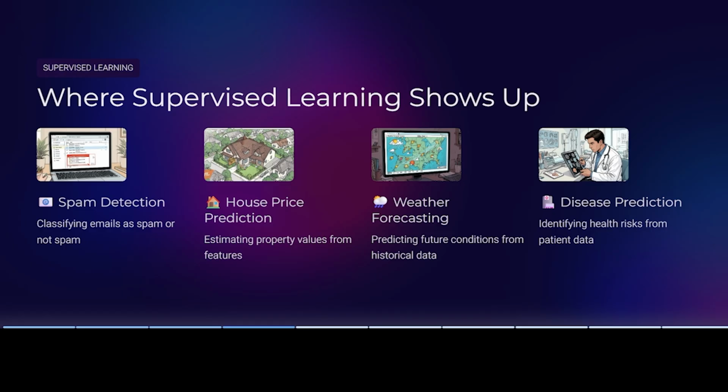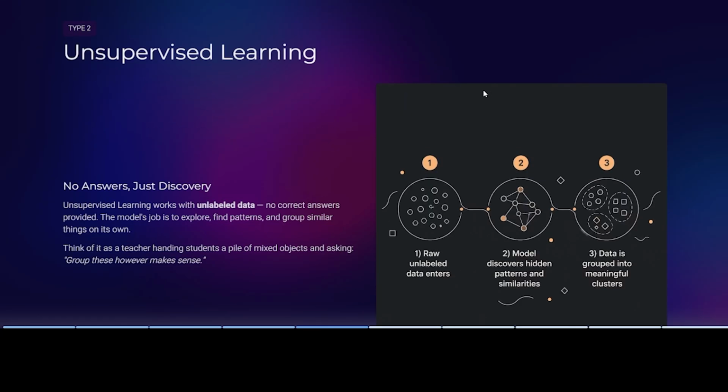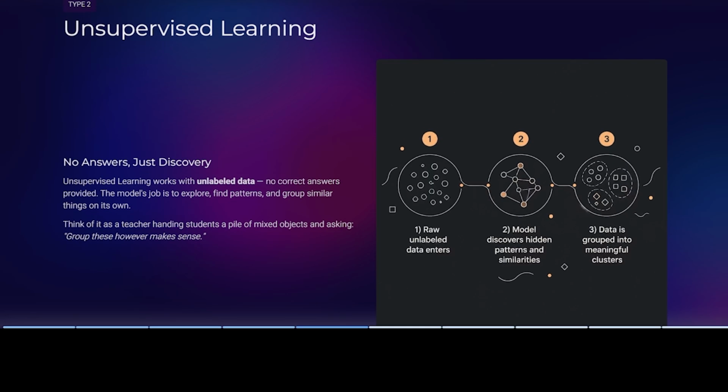So the machine learns from data that already contains the correct answers. The machine will learn from the data and provide the appropriate results to us. Next, we are going to see unsupervised learning. This one is like type 2, unsupervised learning.